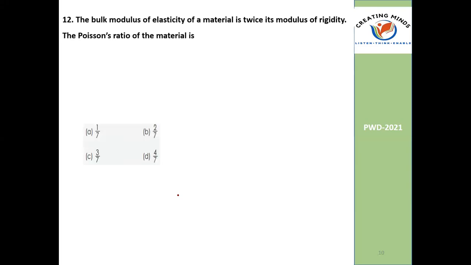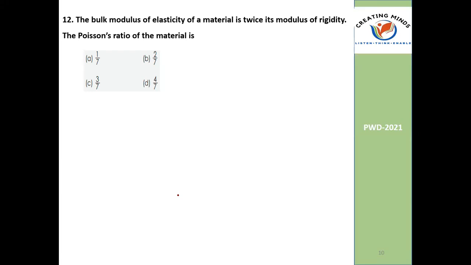Yes, this is a very, very important thing. The bulk modulus of elasticity of a material is twice its modulus of rigidity. What is the Poisson's ratio of the material? See what is given in the problem. The bulk modulus. What is the symbol for bulk modulus?